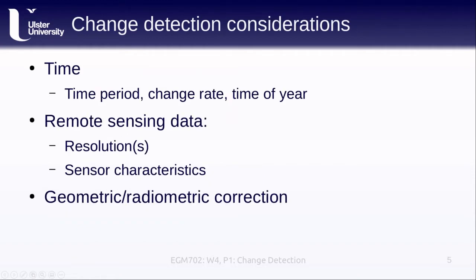When we are embarking on a change detection study, there are a number of different things that we need to consider. We need to consider the time that the change is taking place over, or the time of year. We also need to consider the remote sensing data that we have available, and we need to consider whether or not we need to geometrically or radiometrically correct our images before we embark on our change study.